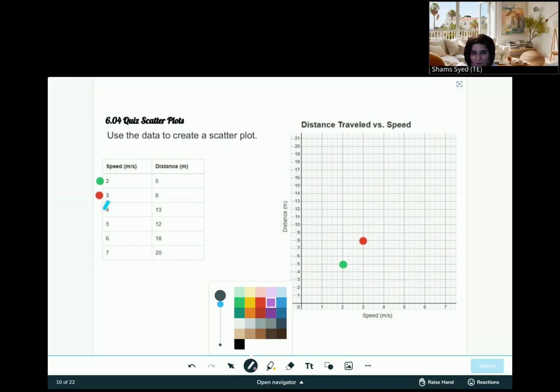Next, speed is 4. Go up 13. Here is 13. Speed is 5. Over here. Yes, Bryson, that is the right thing to do. Take the quiz along with me and excel at it. 5, go up to 12. That's a little bit lower than the purple dot. Then speed is 6, and you go up 18. This is going to be a little higher. Here is 18 for 6. Final dot is 7, and speed is 20.